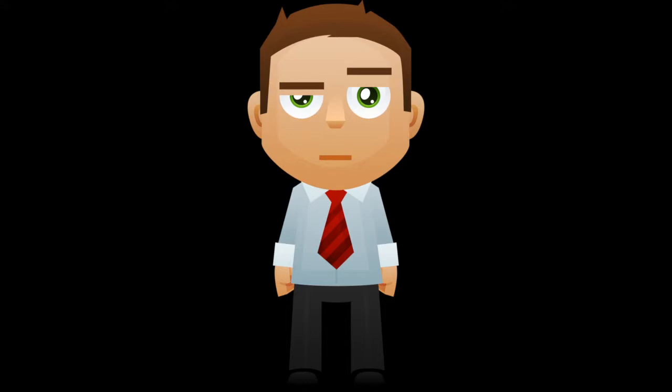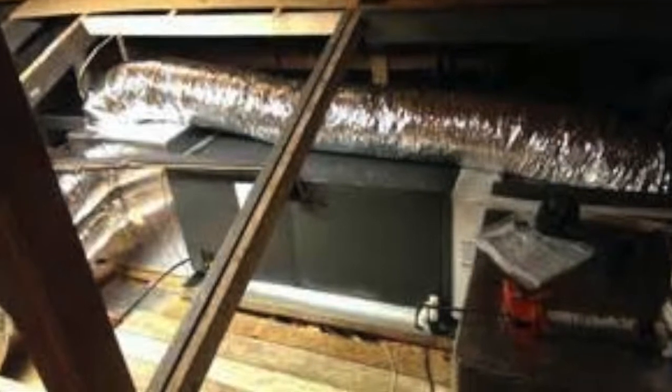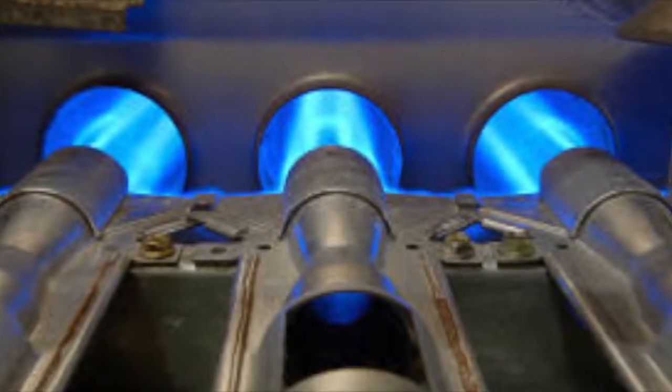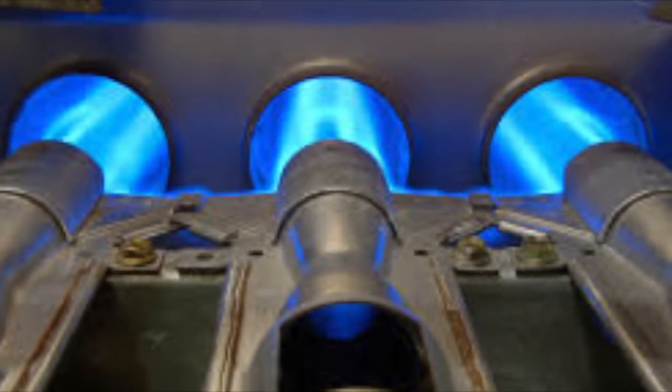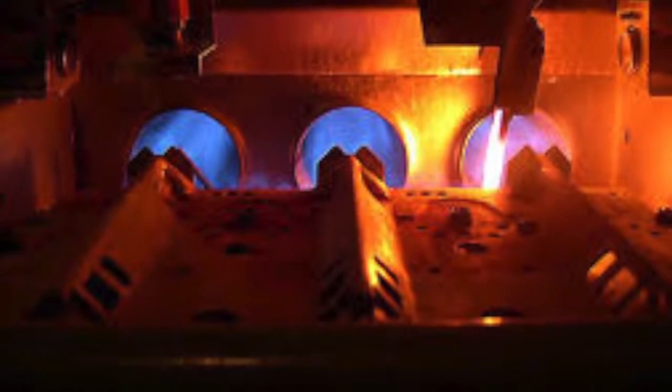Let me explain to you all about confined space and how to calculate with an example. The definition reads, a confined space is defined as a room that contains one or more combustion appliances that has less than 50 cubic feet of volume for every 1,000 BTU per hour of appliance input. Applies to solid fuel burning appliances, which is saying it applies to any gas and propane appliances.